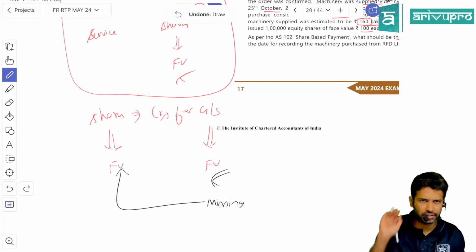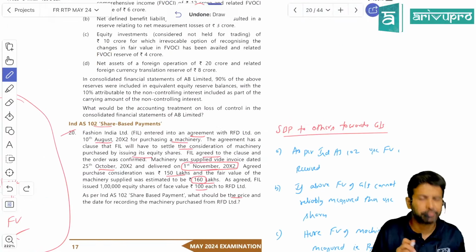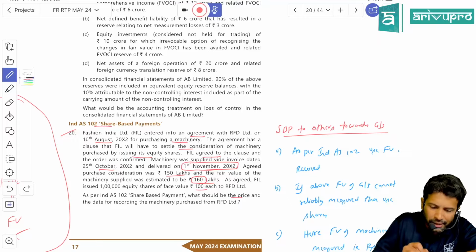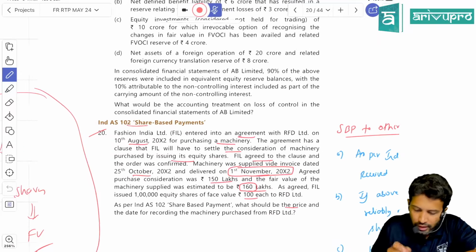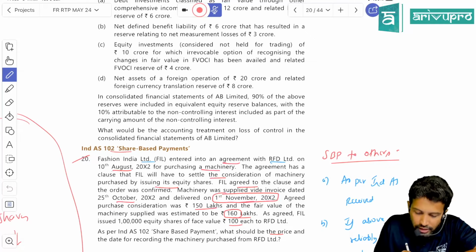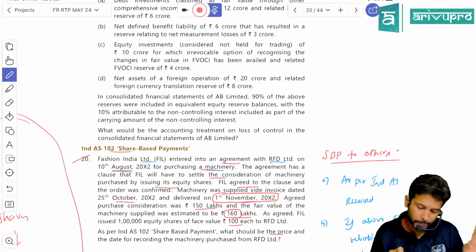We did discuss this in our regular batch, I think. Based on this, we have a small question here. A simple concept, but that's all the concept there is. With this in mind, let's read the question and figure it out. Fashion India Limited entered an agreement with RFD on 10th August for purchasing a machinery. We have purchased a machinery on 10th August.